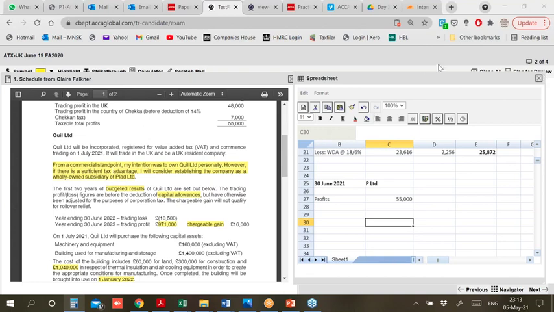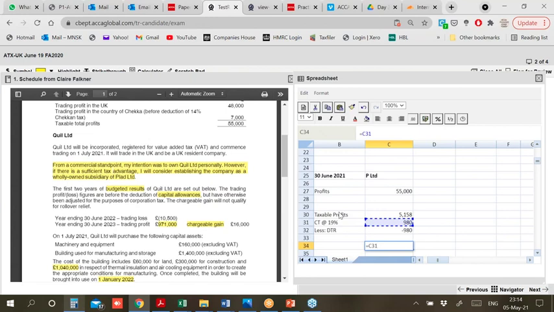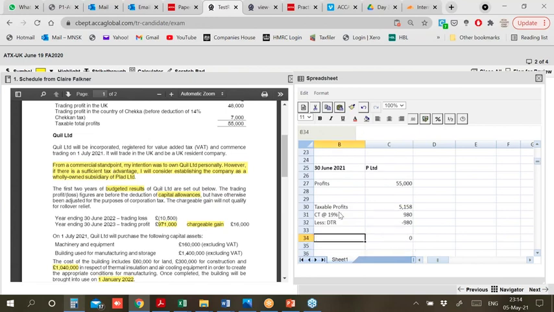Now, moving on. So I now know that I shall be left with taxable profits of 5158. So when I apply CT at 19%, it will be 980. And when I less DTR of exactly 980, my taxable profits will be zero.